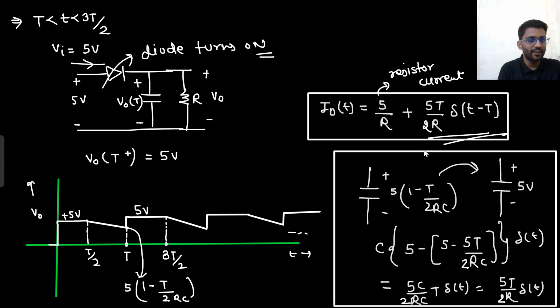We found the change in the voltage times C. That will be the area of that impulse. So change in voltage times C, and the current came out to be 5t by 2R delta t. That would be the current, but that is happening at time t equals T, so I wrote delta t minus t.